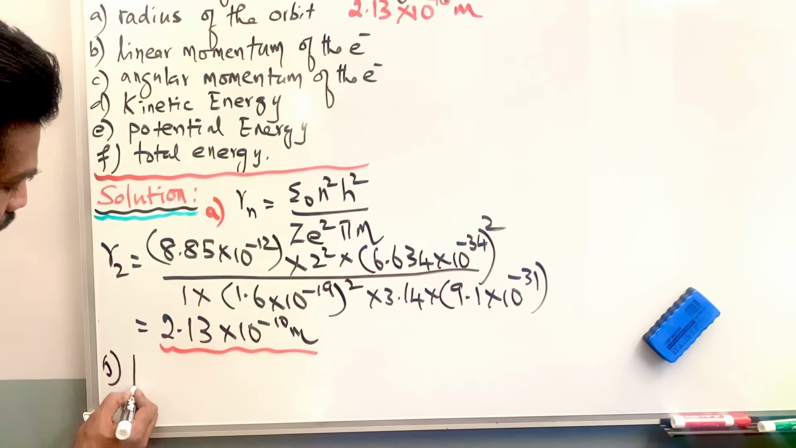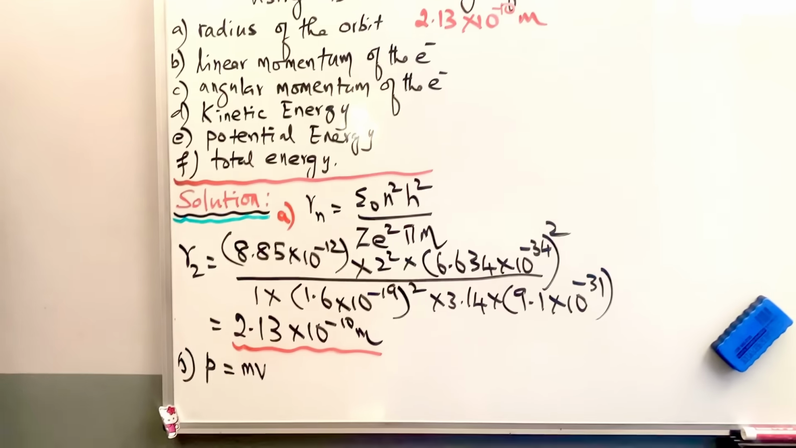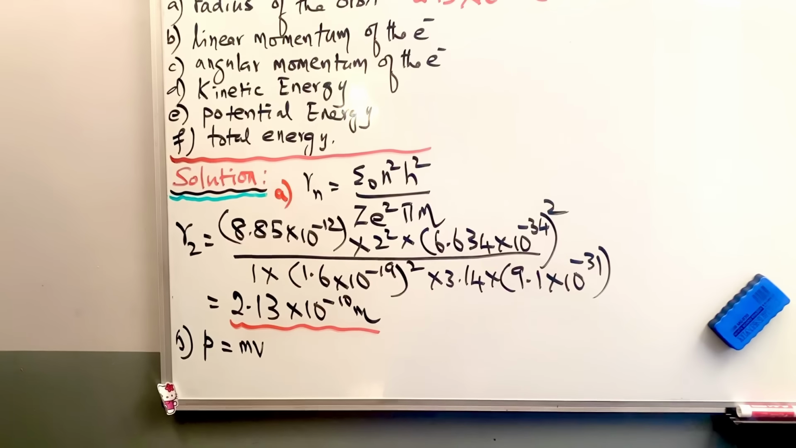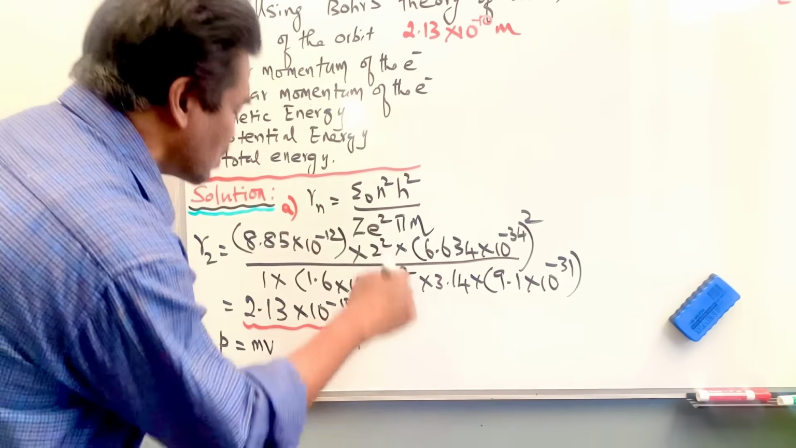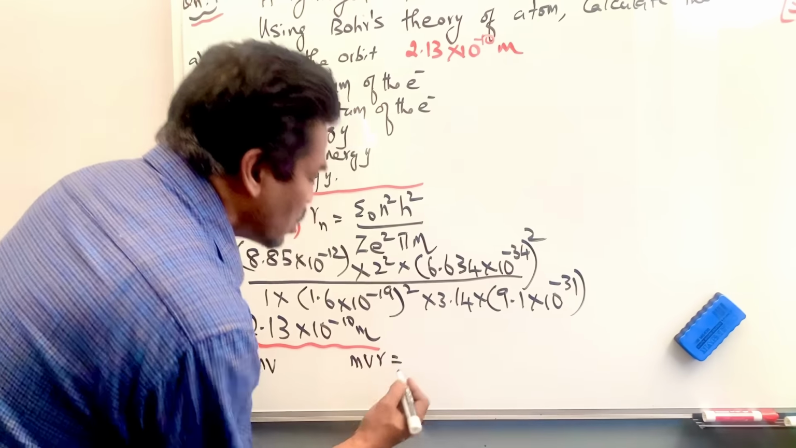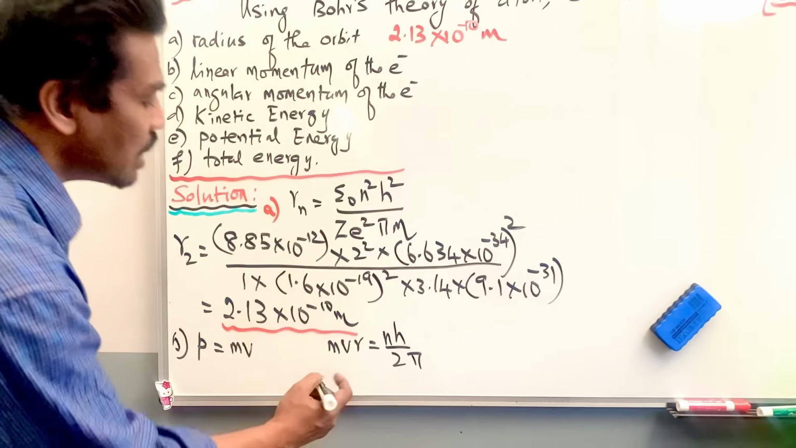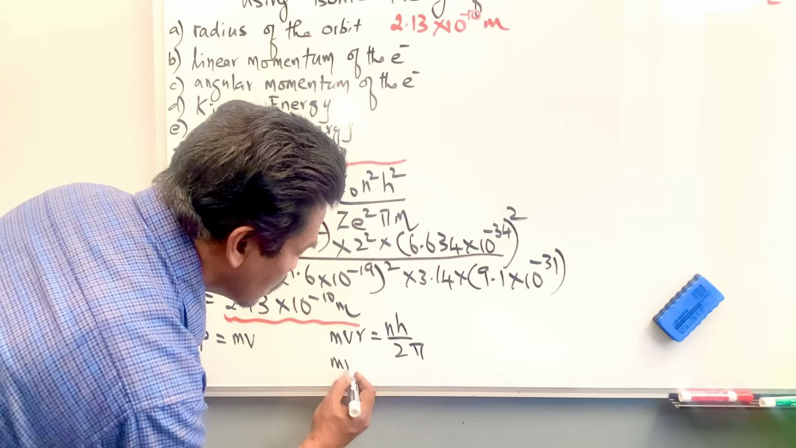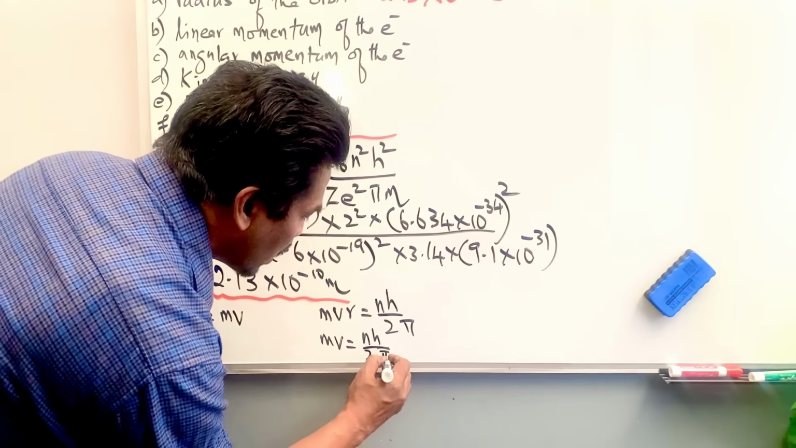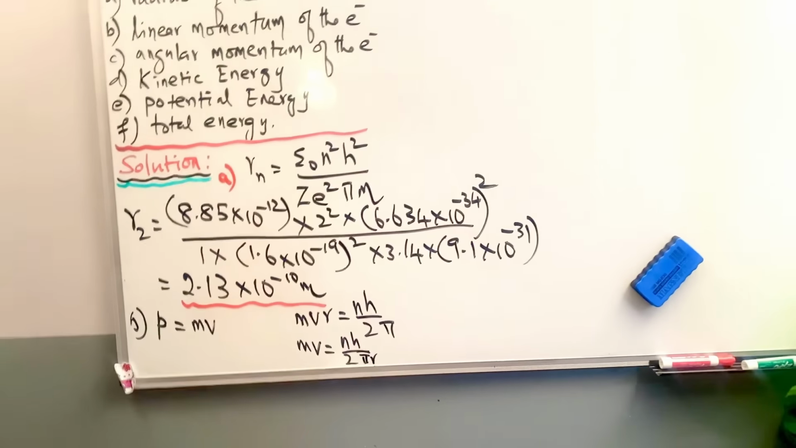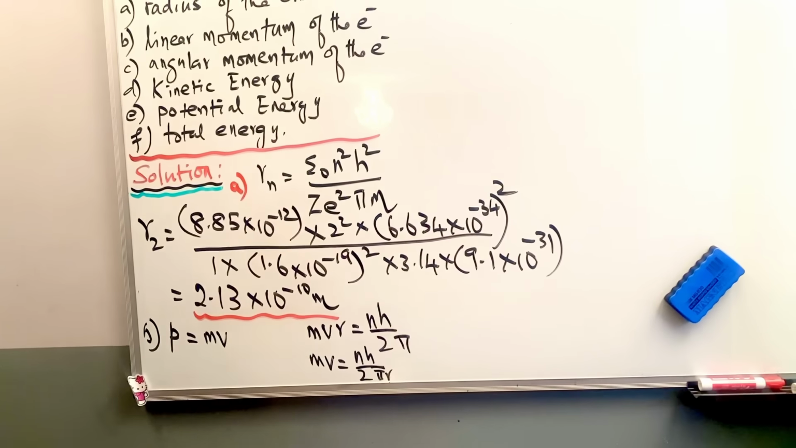Question B, linear momentum is P equal to mv. We already studied about the angular momentum in the previous section: mv r is equal to nh over 2 pi. So mv is equal to nh over 2 pi r. So we can calculate the value for the linear momentum.